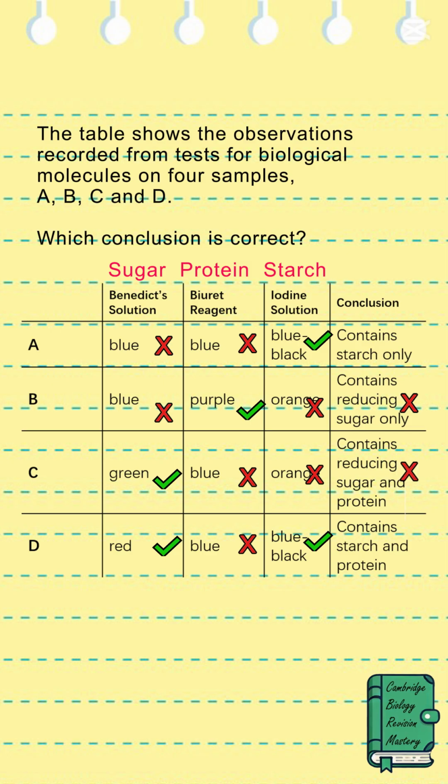And then the last row, D, contains starch and protein. However, our row contains starch and sugar, but no protein, meaning that A is the answer.